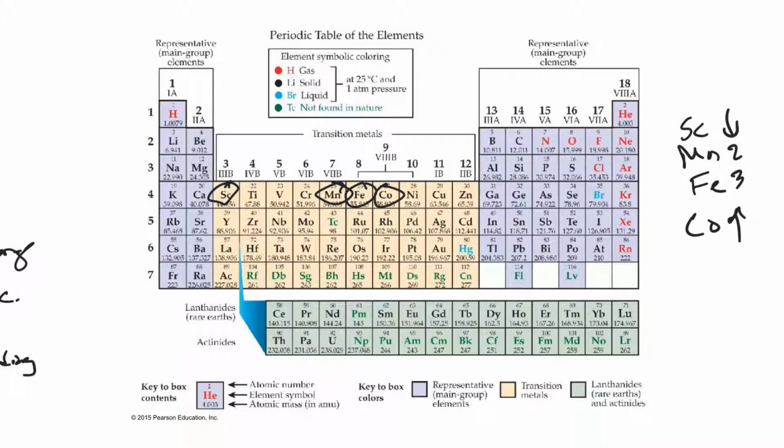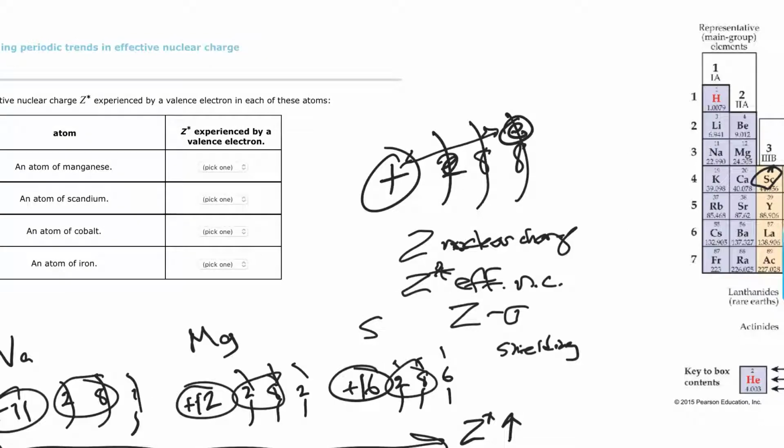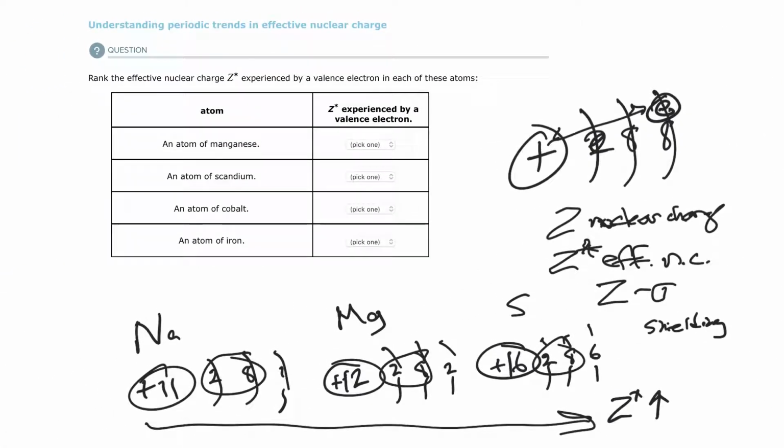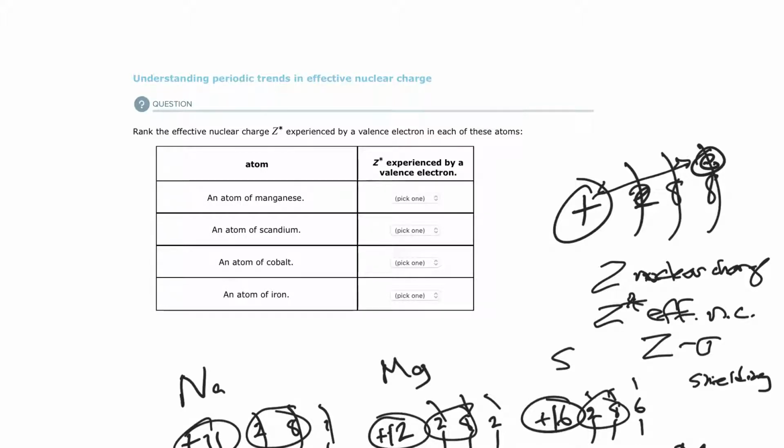That's exactly what you're looking at here. Scandium is going to be the lowest, and cobalt would be the highest.